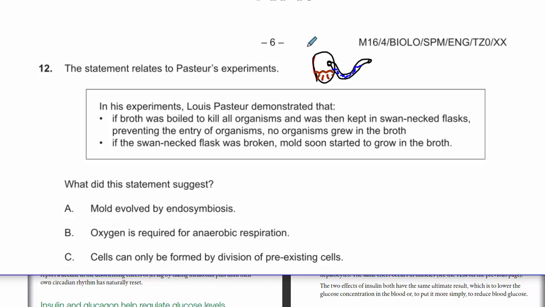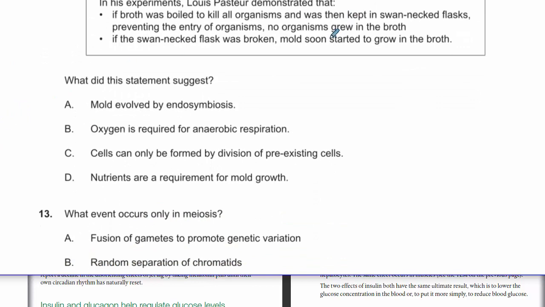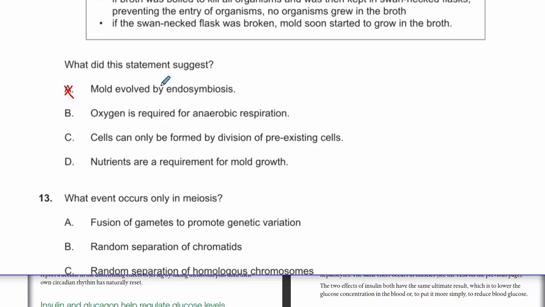So if we broke the flask, then air could go directly in, and air carried spores, and then the spores started to grow in the broth. Okay, so what did this statement suggest? One, mold evolved by endosymbiosis. No, we have no evidence to suggest that.